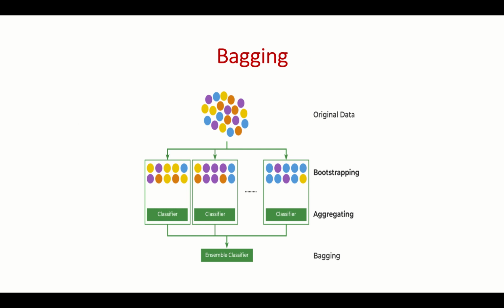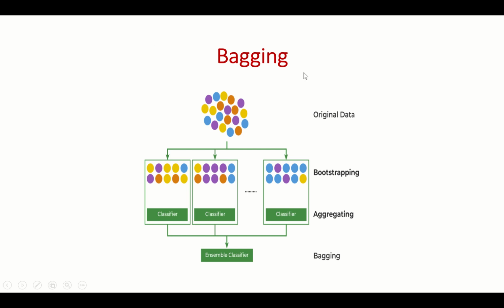Each classifier is given a different set of data. It's trained with a different set of data and each classifier gives you a prediction. The predictions are combined, so either you take the maximum vote, or the average of the votes, or the minimum vote. You can apply any technique to combine these outputs. This is one technique, which is called bagging.